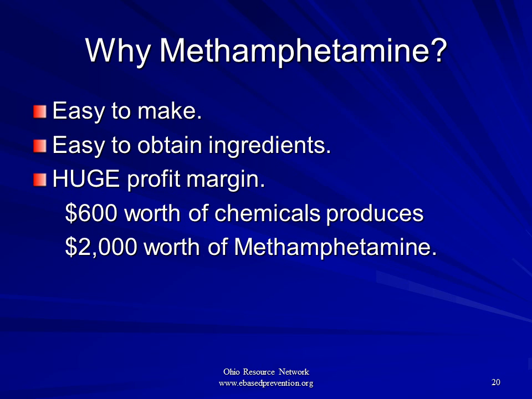So why is meth being produced? Number one, it's very easy to make, as we discussed before. A lot of folks can make it, and they don't have to be trained chemists. Number two, the ingredients are very easy to obtain. Number three, there's a huge profit margin. $600 worth of chemicals can produce over $2,000 worth of methamphetamine. So you're talking over 300% profit margin.